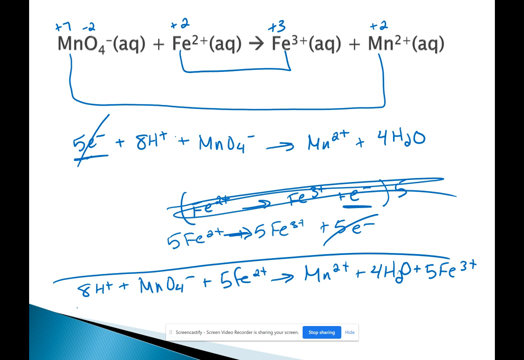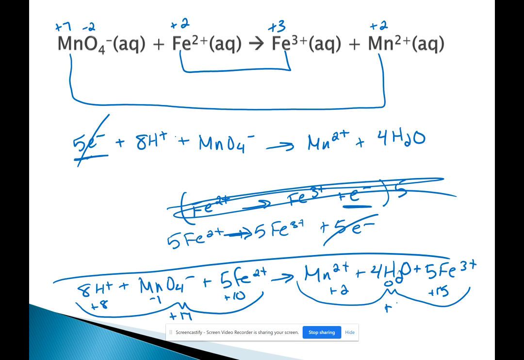Let's check our charges. So this is going to give me a plus 8. Permanganate's a minus 1. This is a plus 10. So I got a plus 17 on my reactant side. This is going to give me a plus 15. This is a 0. This is a plus 2. So that's going to give me a plus 17 on my product side. So the charges balance as well.